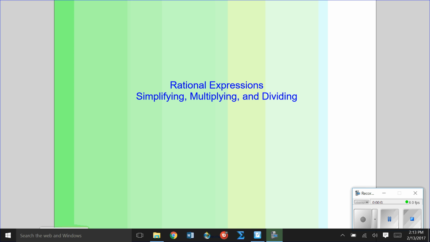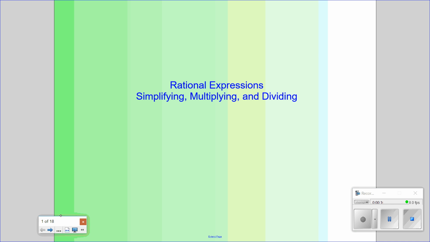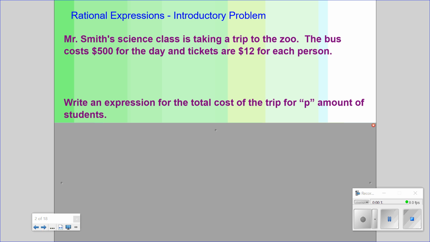In this lesson, we're going to look at simplifying, multiplying, and dividing rational expressions. So just to give you a little background of rational expressions, or how and when we might encounter a rational expression, we can look at this little word problem right here.